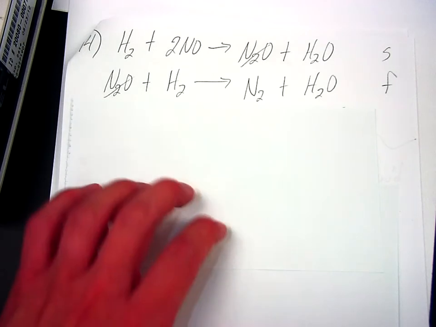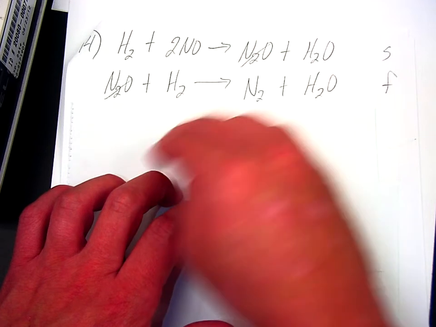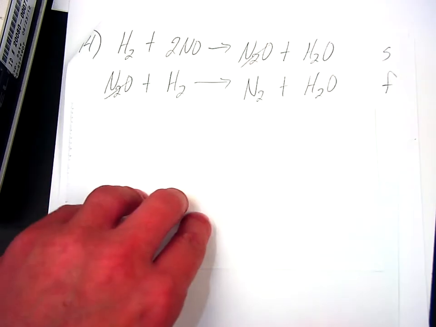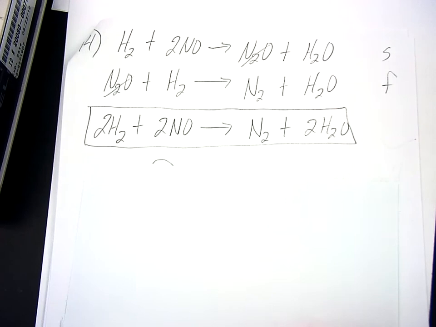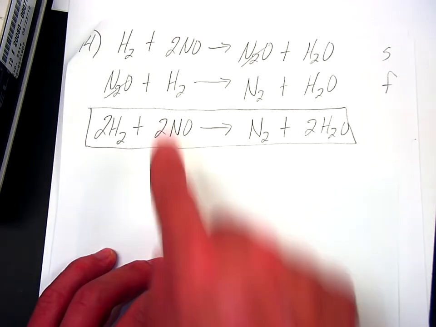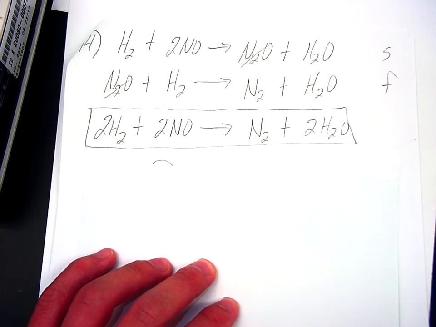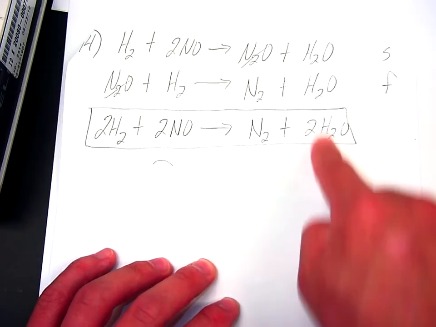So in order to write an overall reaction, I'm going to bring down all of the items that I have not eliminated. There's my overall reaction. I brought down two H2s and my two NOs, and then I also brought down the one N2 and the two H2Os.